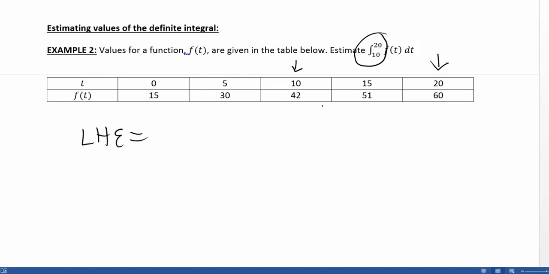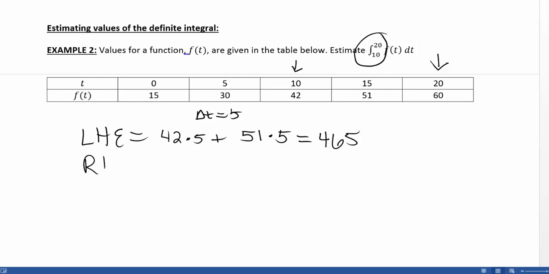So for our left-hand estimate, our delta t here is going to be equal to 5 because we're counting by 5s. So from 10 to 15, that's 5 units. We're going to pick the rate on the left, which is 42. So we have 42 times 5 plus time 15 to time 20. That's another 5 units. We pick the rate on the right, which is 51. 51 times 5. We add those up, and we're going to get 465.